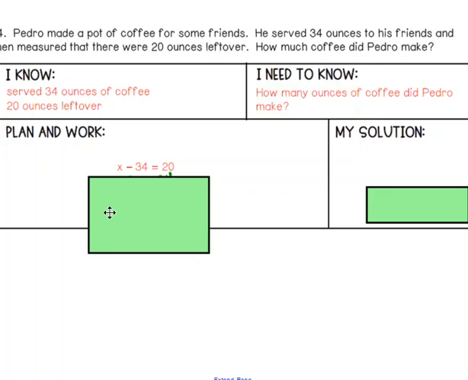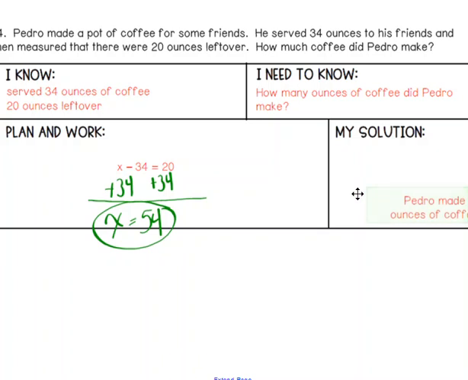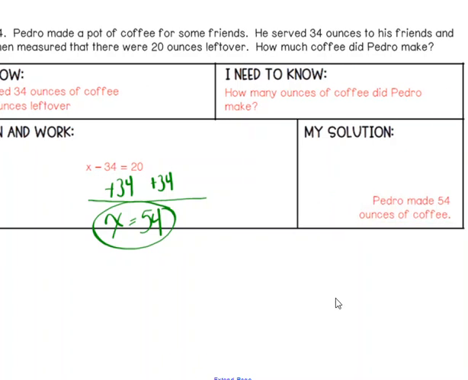Our plan to work this one out was pretty simple. I just did this: x minus 34 was 20. And if we solve that through, we use our inverse operations to add 34 to both sides. And we're left with 54. So there's your variable's value, 54. So our solution right here, he made 54 ounces of coffee.